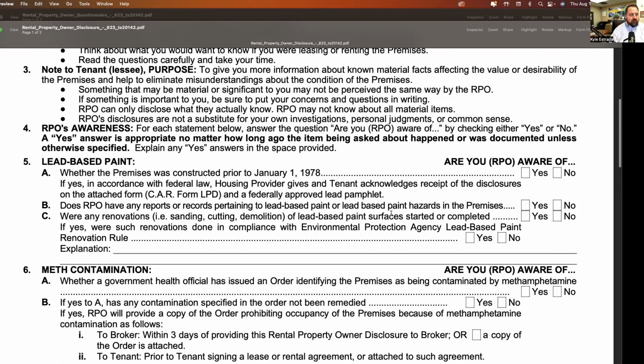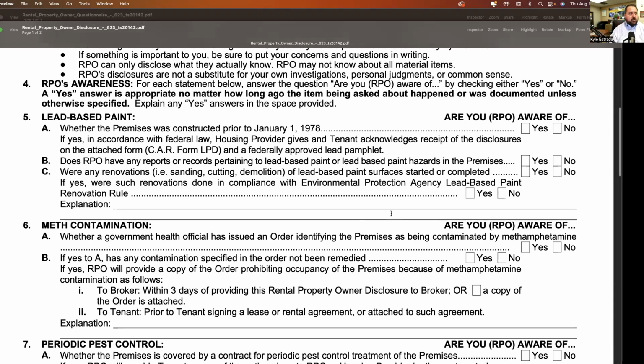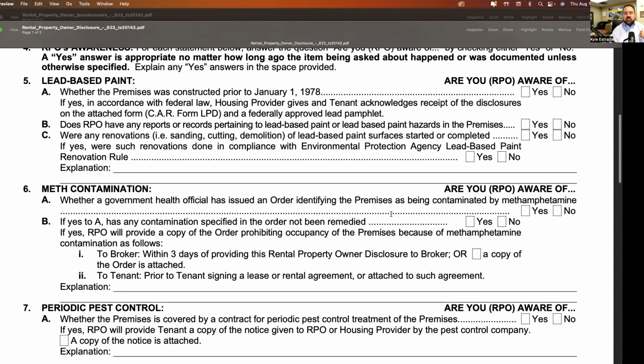So are you aware of lead-based paint? Yes or no? Does RPO have any reports or records pertaining to lead-based paint? Yes or no? Were any renovations of lead-based paint surfaces started or completed? Yes or no? If yes, were such renovations, right? So it's just like the SPQ. And you're going to sit down with your landlord, and you're going to answer these questions. And that's it. And you're going to provide them to the tenant.